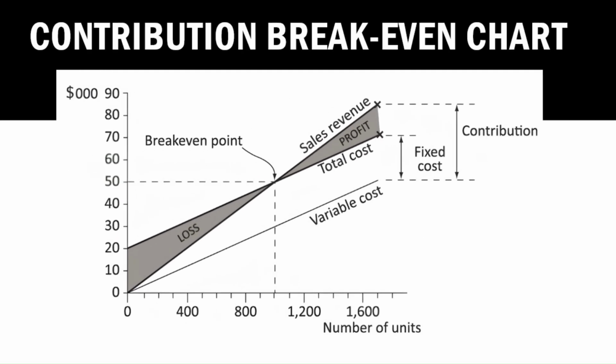Contribution break-even chart. This chart builds on the first one. We've added a variable cost line. That means the gap between the sales line and variable cost line is the contribution. From contribution, we deduct fixed costs. The remainder is profit. This chart is great for visualizing how contribution grows as sales increase.